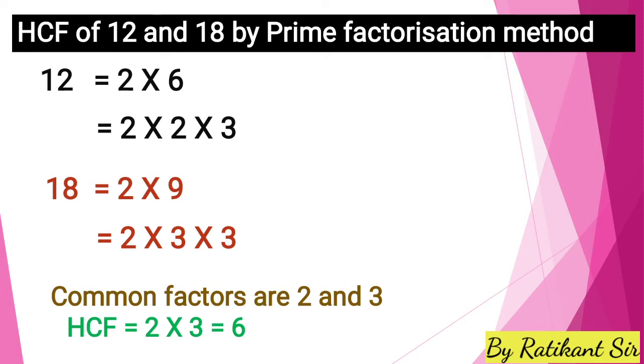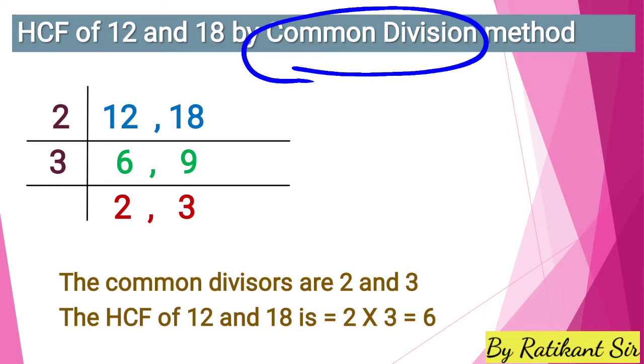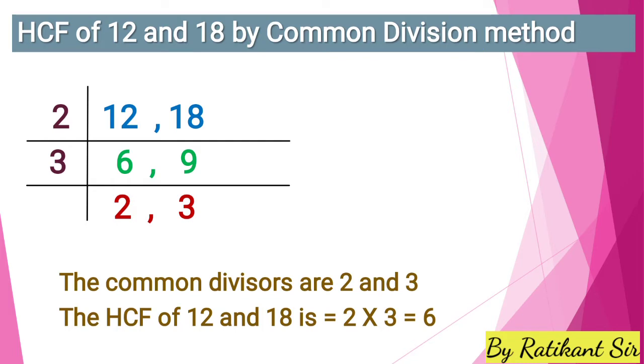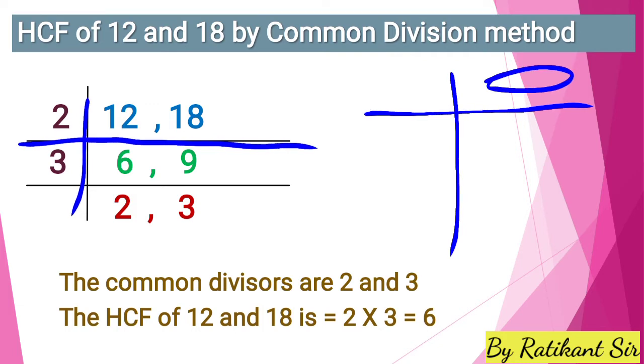So let's check by the other method, the common division method. We are solving the same question by this method. We know the answer is 6. So let's check. At first, the rule says to draw the vertical line and horizontal line. I have done that, you can see this is the line. At the right side, you have to write the given numbers 12 and 18, so I have written 12 and 18 at the right side.